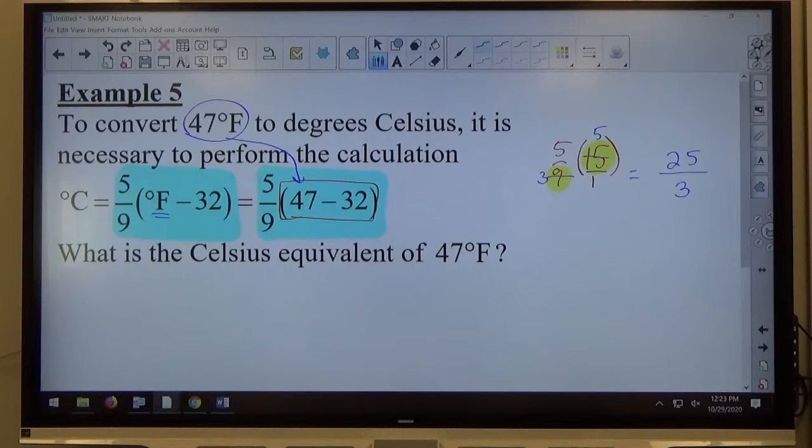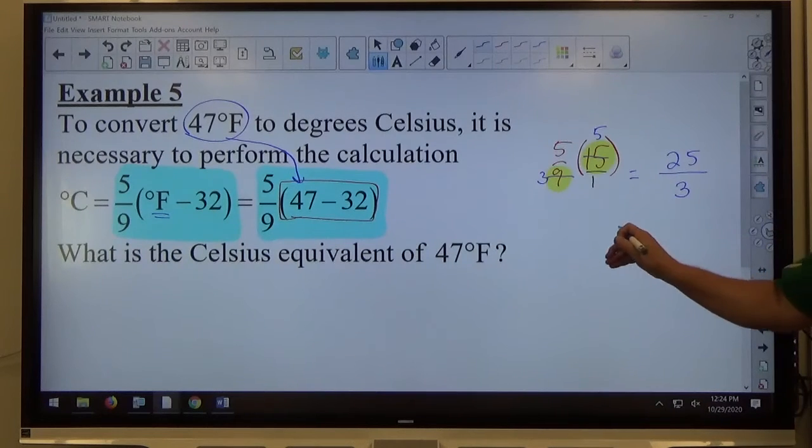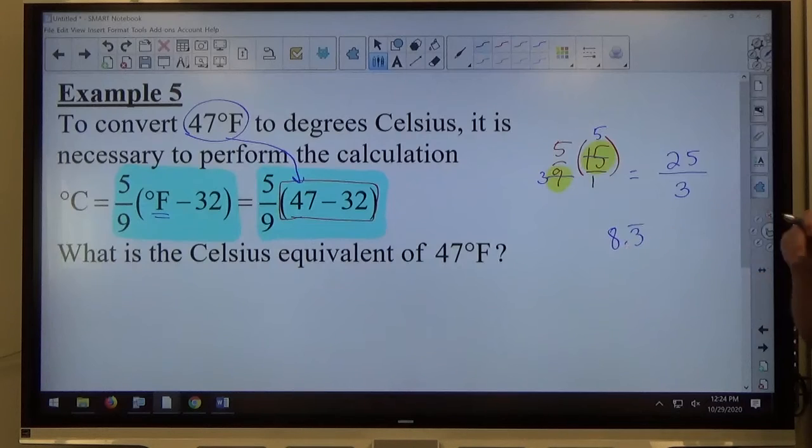So what's the Celsius equivalent? Now, here's a situation where I'd probably get a decimal approximation, because when you're asked to tell a temperature, you don't usually say 25/3, right? What's the temperature outside today? 25/3, right? It's kind of weird, right? So, if I do 3 into 25, maybe use a calculator, you're going to get 8.3 repeating. All right? That's a more appropriate value for temperature.